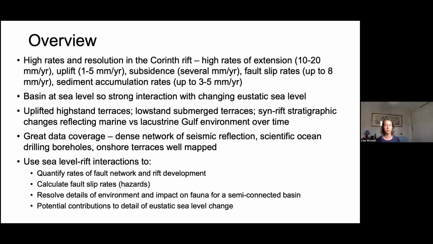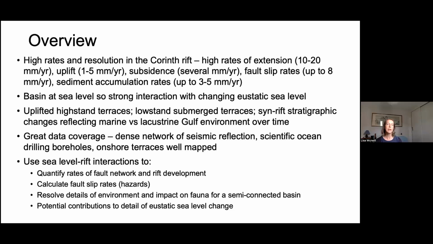We've got great data coverage, and I've presented in this series before to show you some examples of those. We've got a really dense network of seismic reflection data offshore. We now have IODP, scientific ocean drilling boreholes as well. And onshore terraces have been quite thoroughly mapped as well.